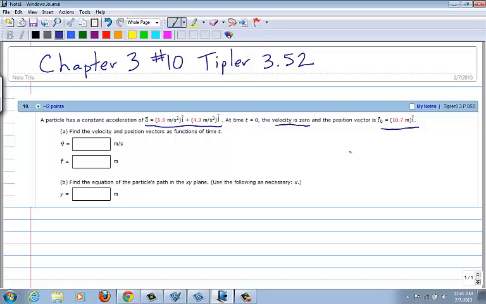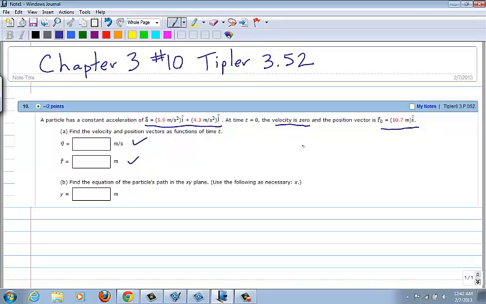So since this is constant acceleration, you actually have two approaches you can take on this. You have to get a velocity as a function of time and your position vector as a function of time. And you can do this one of two ways. You might want to try both ways so you get practice. The first way is to just use our equations of motion for constant acceleration.